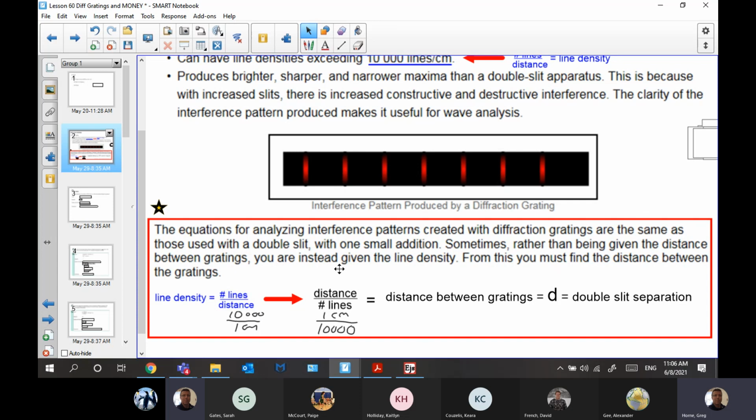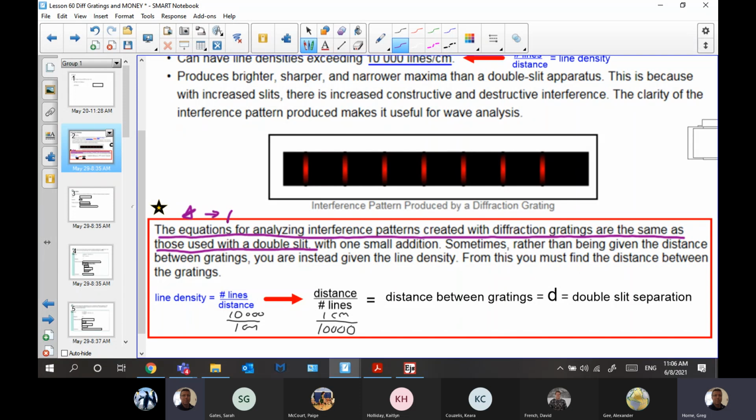It says there, the equations for analyzing interference patterns are the same as those of the double slit. Sometimes rather than being given the distance between the gratings, you're given the density, so you have to get the distance between the gratings. But this is a pretty big statement: the equations for analyzing interference patterns created with diffraction gratings are the same as those used with double slits. I suspect there's a proof at some point. If you're going on in this and you want to understand everything fully, that would involve a little bit of legwork to show, but there's only so much time for us right now.